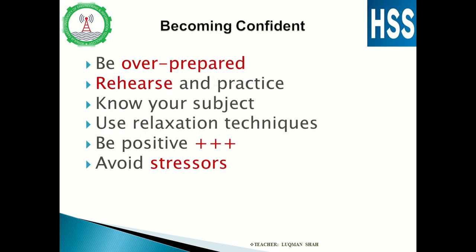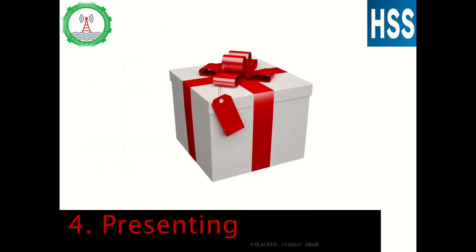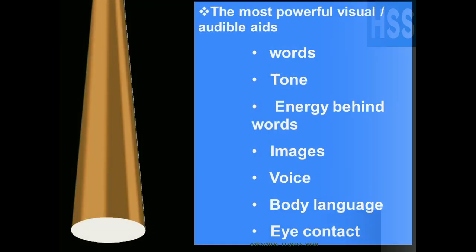Becoming confident. How to become confident? Be over-prepared. Again, practice it, and then rehearse and practice. And knowing your subject will lead to confidence. Use relaxing techniques, breathing and other things, and be positive and avoid stressors, and then presenting. Very important. In fact, look at this gift box. Even if the gift inside it may be not so costly or so costly, the manner of presentation, the knotting, and all this is very important. So presenting always, you can see, leads to the interest of the audience. If you are presenting in a good manner, the audience will take more interest.